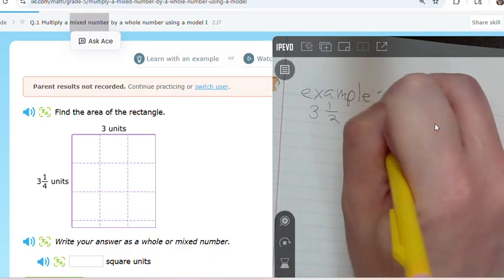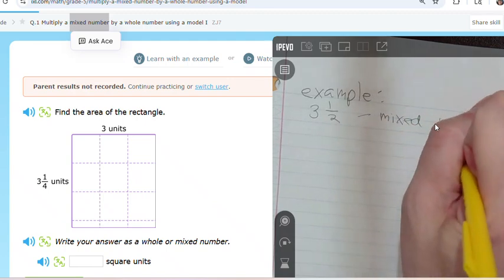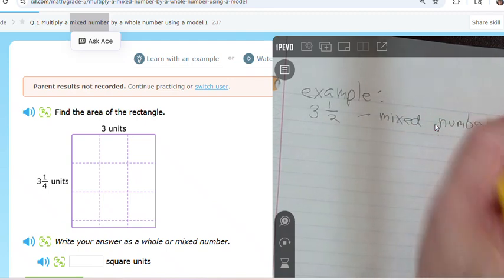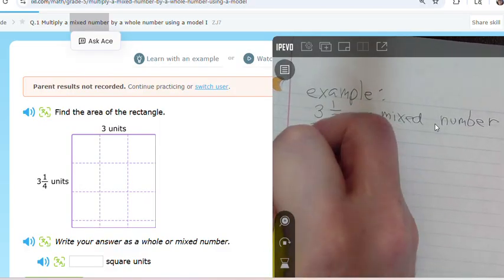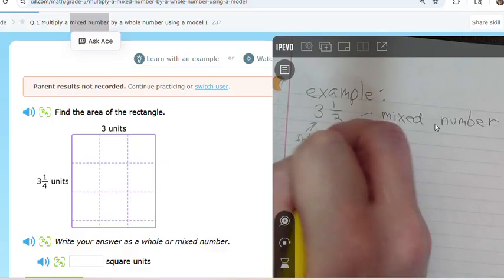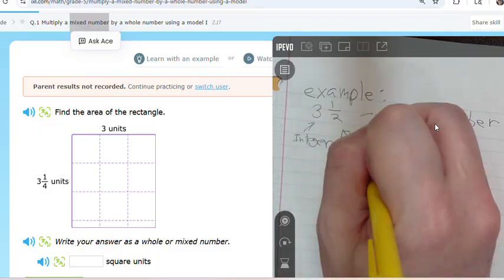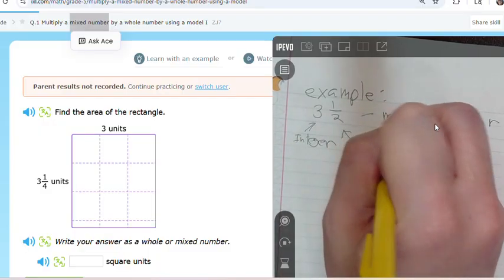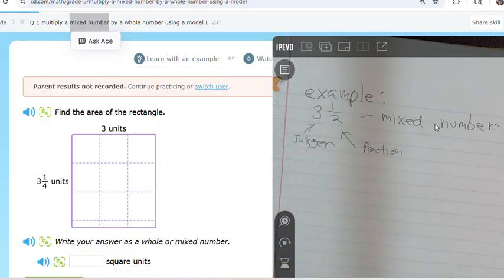We call that a mixed number. I guess the mix is it's got an integer, which we can talk about, and then it's got a fraction, right? What an integer is is interesting. It goes into sets of numbers. We could get to that.